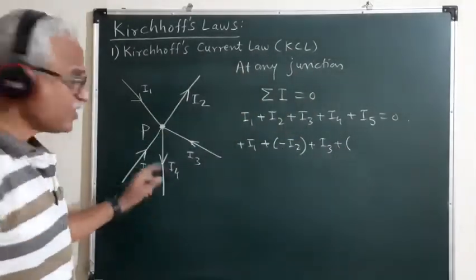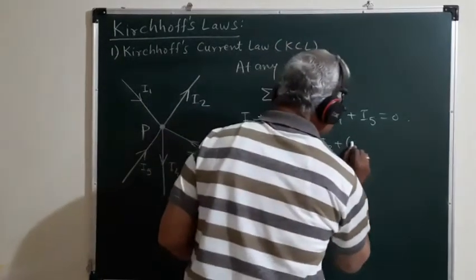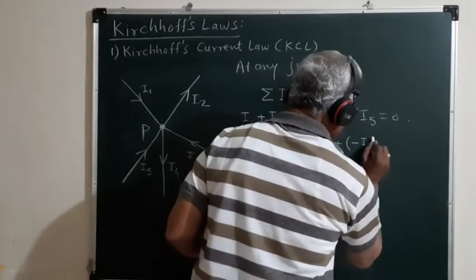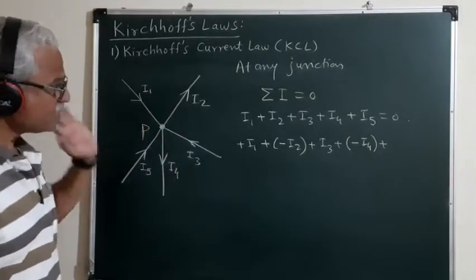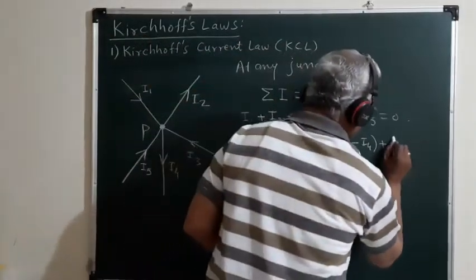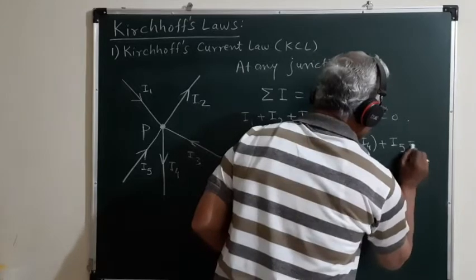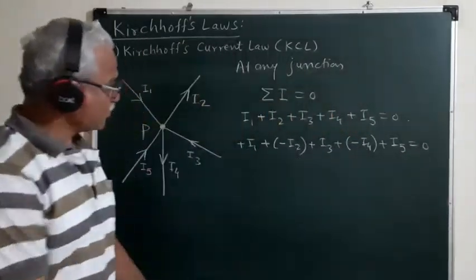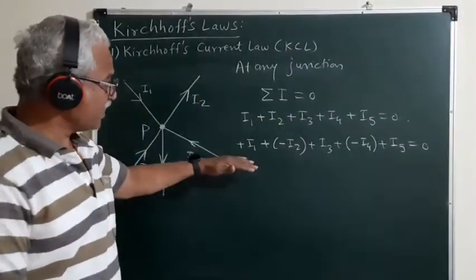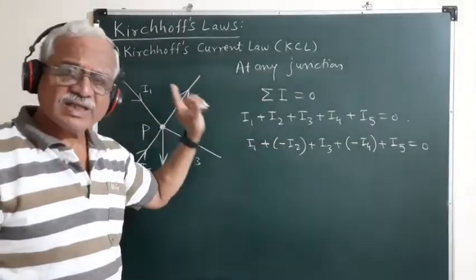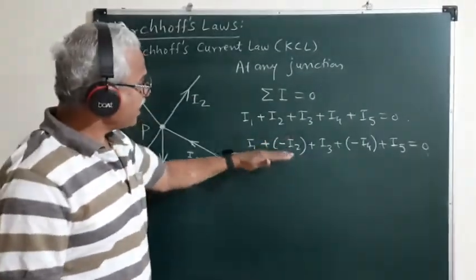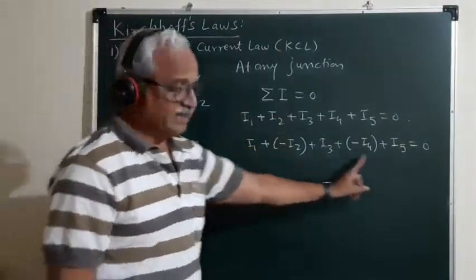plus I4 is leaving away from the junction P, so it should be considered negative. So it is minus I4, plus I5 is approaching the junction P, so it should be considered positive. So this must be equal to 0. So by taking into consideration the sign convention, we can express the same relation like this.